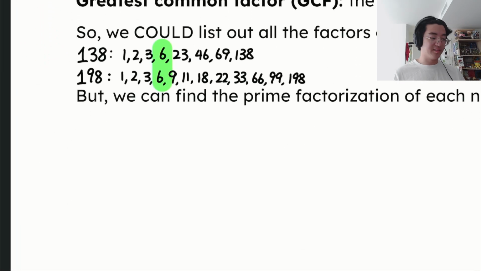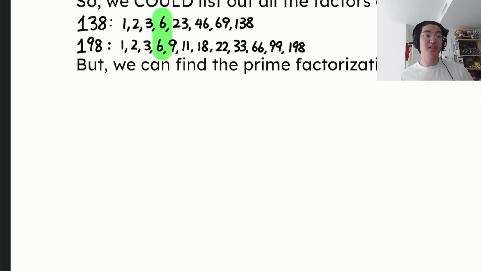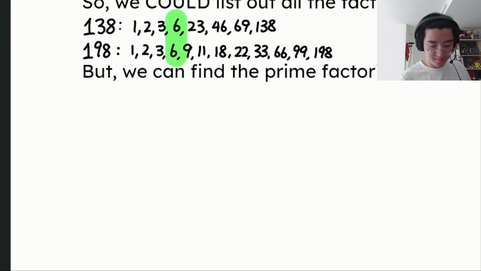But of course we're lazy. So maybe lazy is not the right word. We're efficient. So instead of writing all the factors out, we do factor trees.